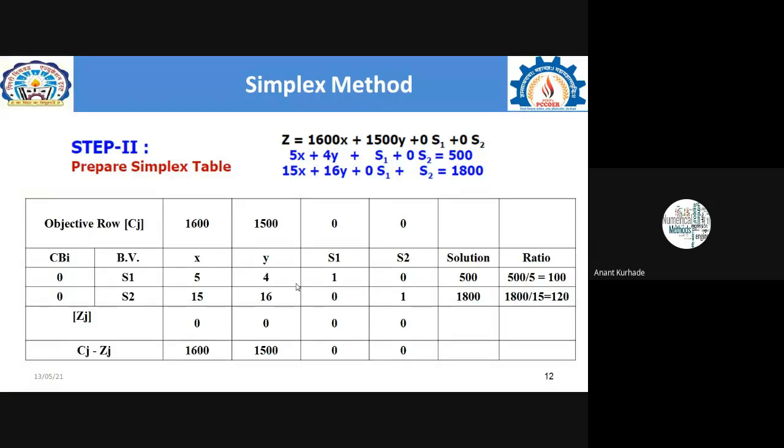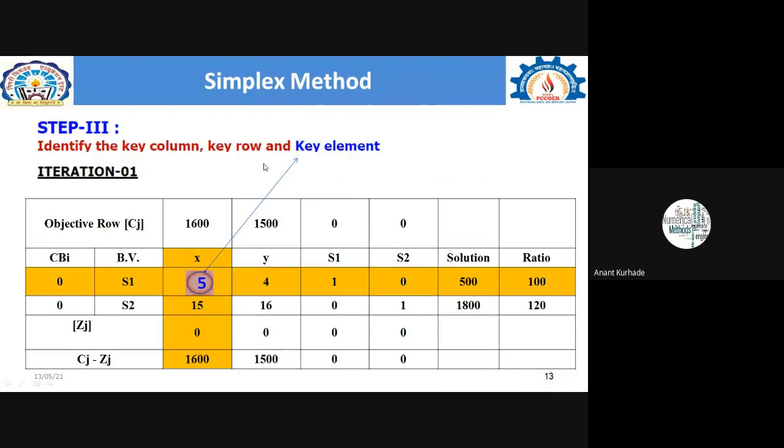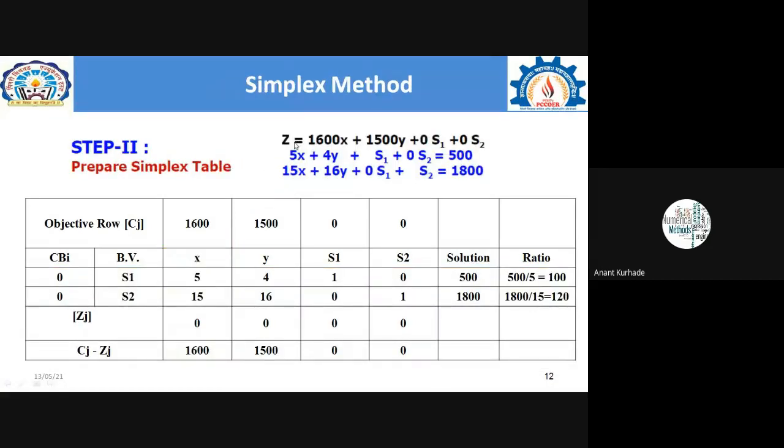Now see what is the use of this table? Here again, I have written these 3 equations, which is your first step. Now, what is our z by adding slack variables? Z is equal to 1600x plus 1500y plus 0s1 plus 0s2. Second, 5x plus 4y plus s1 plus 0s2 is equal to 500. 15x plus 16y plus 0s1 plus s2 is equal to 1800. Now, your second step is you have to prepare the simplex table. This is the simplex method, and this first table is called a simplex table.